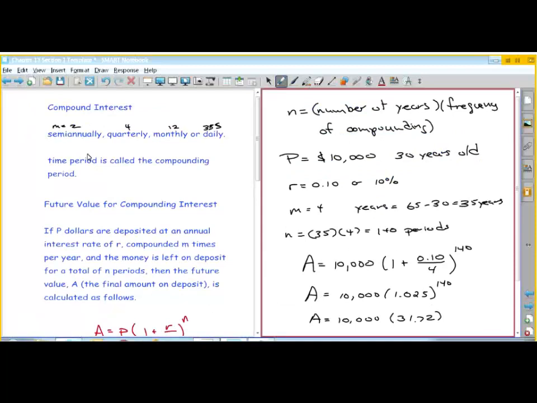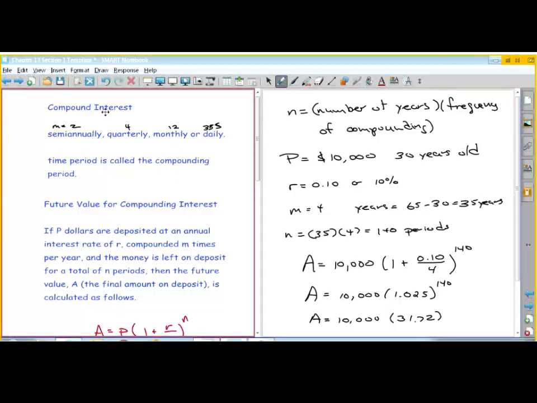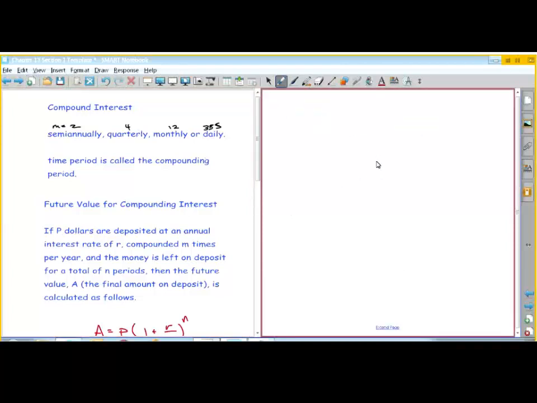So continuing on, the next thing we're going to talk about, let me add, don't start writing all this stuff down here yet. I'm just going to add a page. So you can compound on a more frequent basis. You can compound semi-annually, which means twice a year, quarterly, which means 4 times a year, monthly, 12 times a year, daily, 365 days a year.